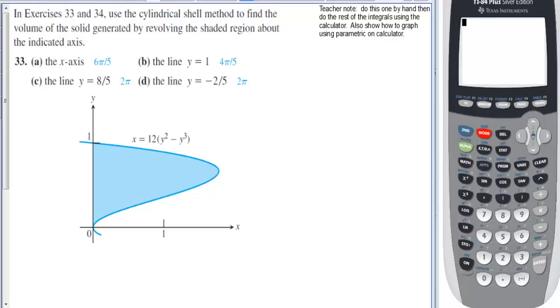Well, instead of doing circles today, we're going to take the area of a cylinder, add it to another area of a cylinder, to a cylinder, to a cylinder, an infinite amount, and you come up with the volume that way also.